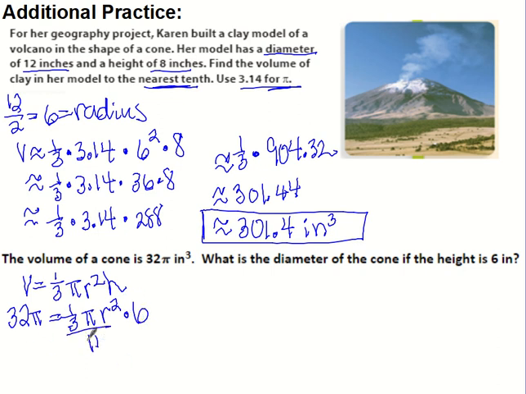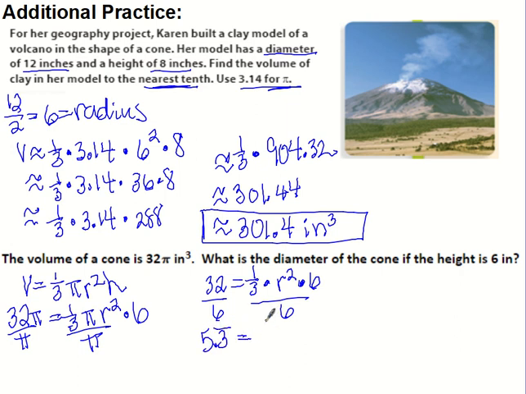So I'm going to divide by pi just to get it out of there. Why not? Oops, I wrote a number sign. So we'll get 32 equals 1/3 times radius squared times 6. I'm going to divide by 6. So I'm going to take 32 and divide it by 6. And I get a really kind of gross decimal, so I'm going to leave that on my calculator. Okay, it's 5.3 repeating.